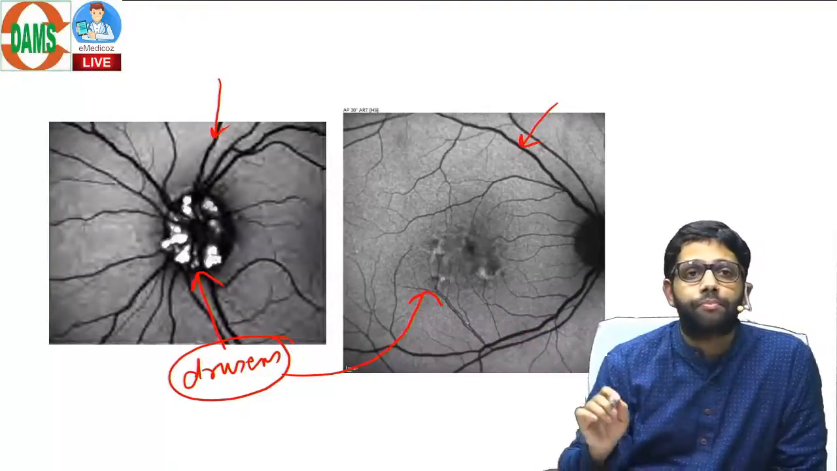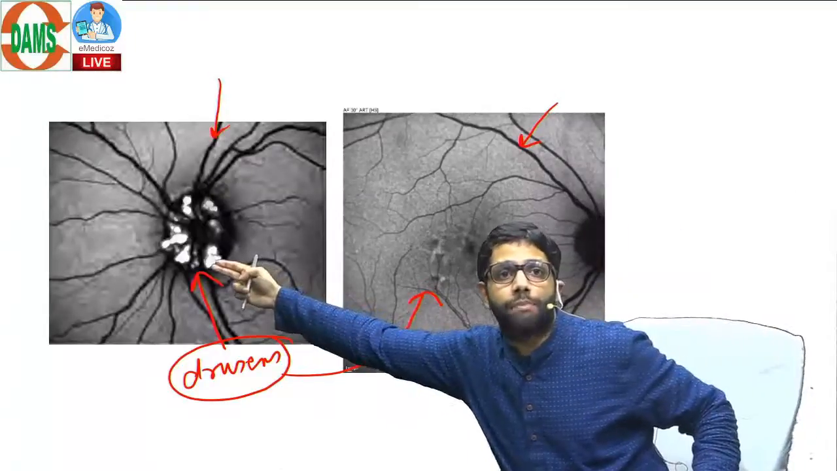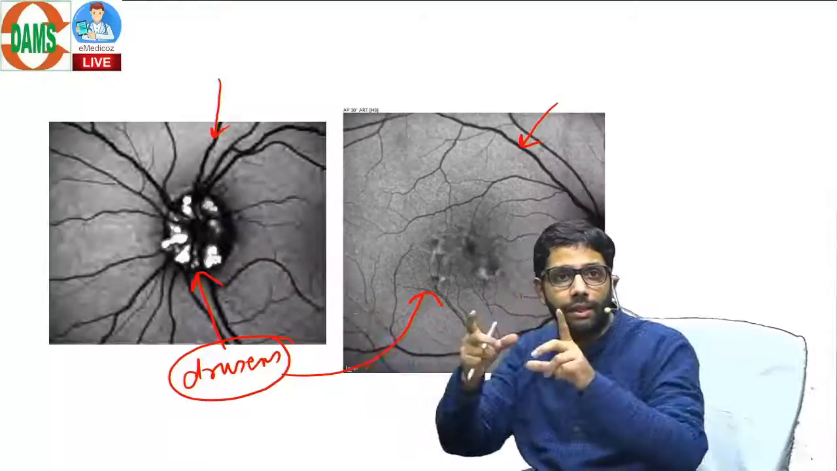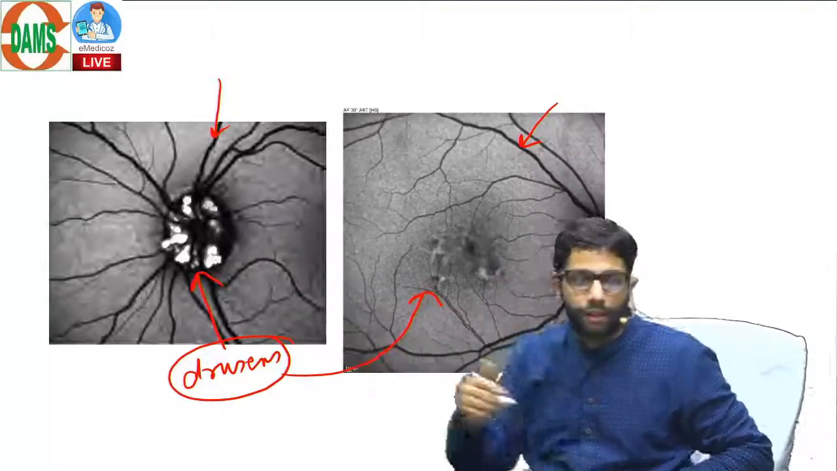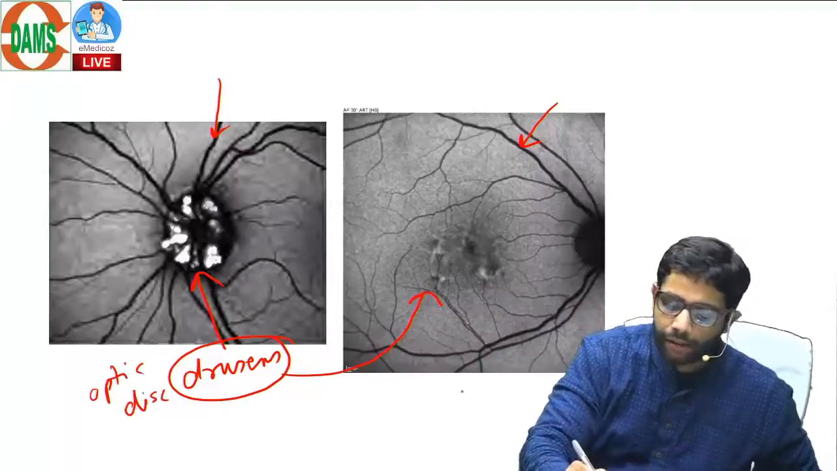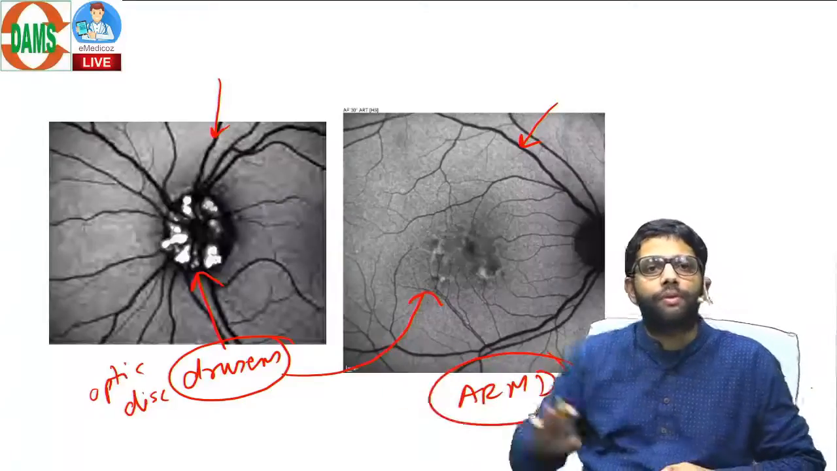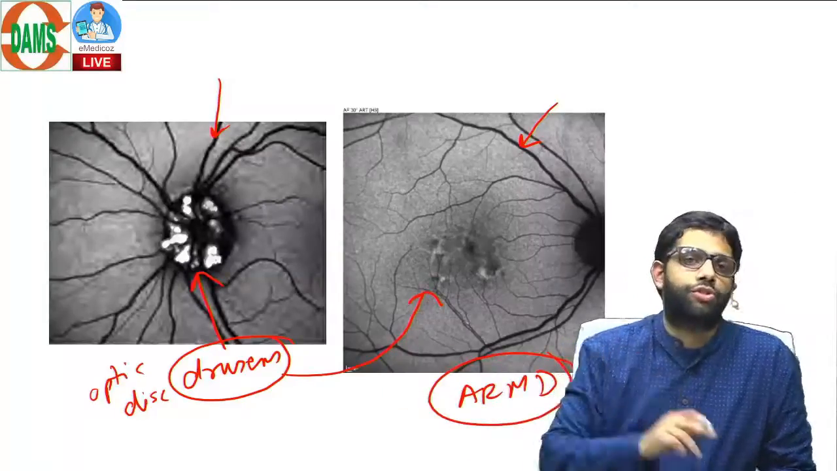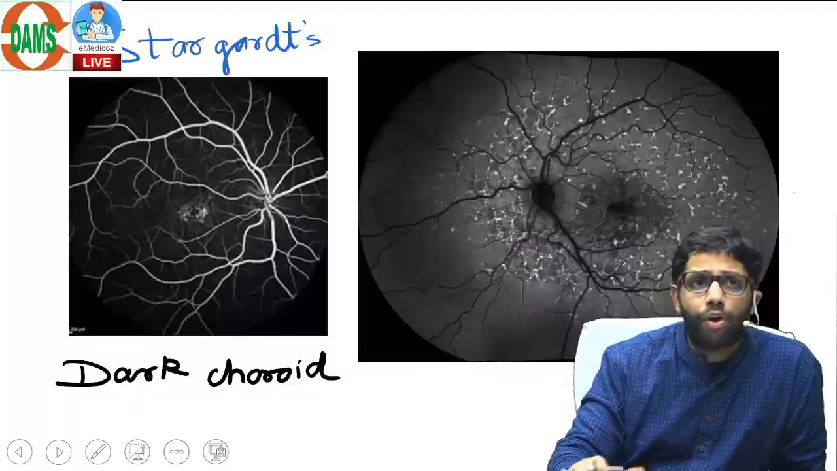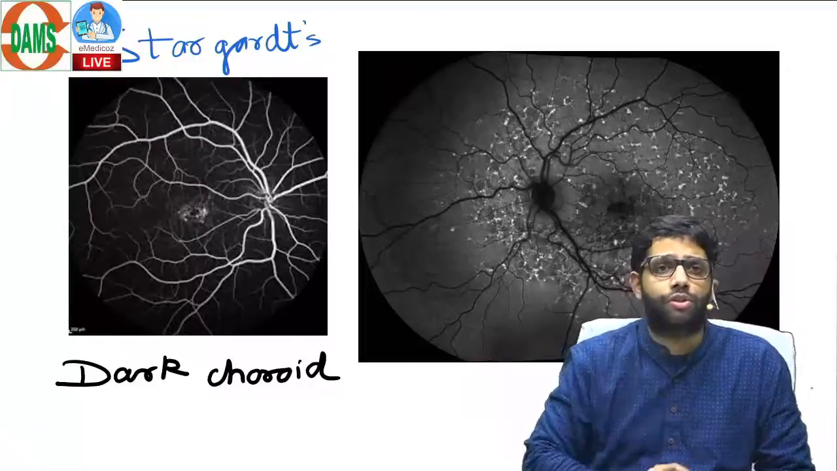So it is not angiography, this is autofluorescence, and they are also examples of hyperfluorescence because they can emit a high wavelength light which can be captured. So optic disc drusen and ARMD, two examples of drusen deposition in the optic disc and retina. One example of lipofuscin deposition.